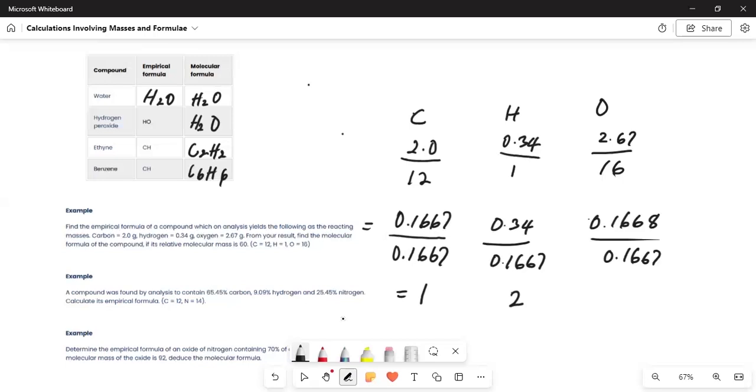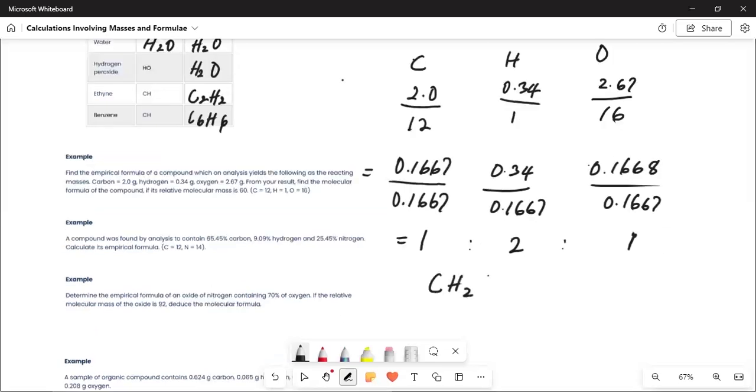And the mole ratio in which these elements combine, therefore, is 1 to 2 to 1. As such, the empirical formula of the compound will be CH2O. That is 1 atom of carbon to 2 atoms of hydrogen to 1 atom of oxygen. So this is the empirical formula. Now, the second part of the question says, from your result, find the molecular formula of the compound if its relative molecular mass is 60.